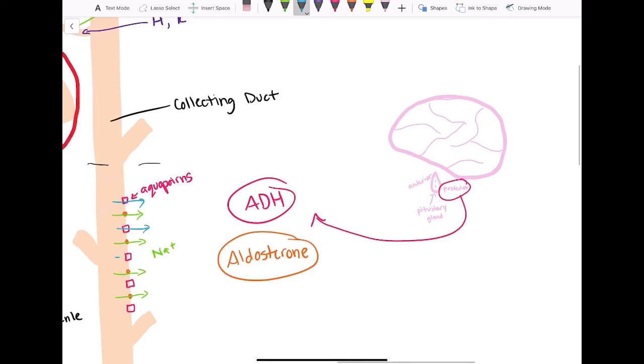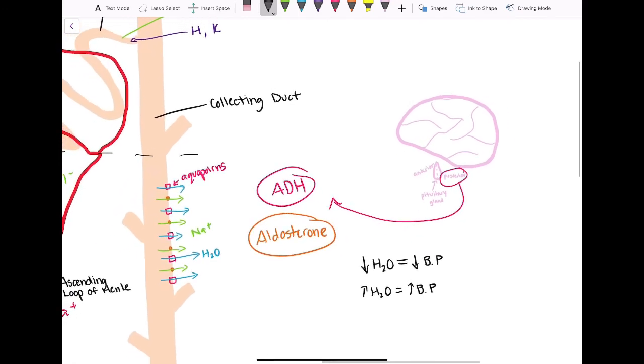ADH not only helps with water reabsorption, but also blood pressure. The amount of water in your blood will increase or decrease the blood pressure. By allowing water reabsorption, your kidney regulates your blood pressure. If you're hydrated, your blood pressure is normal and nothing will happen.